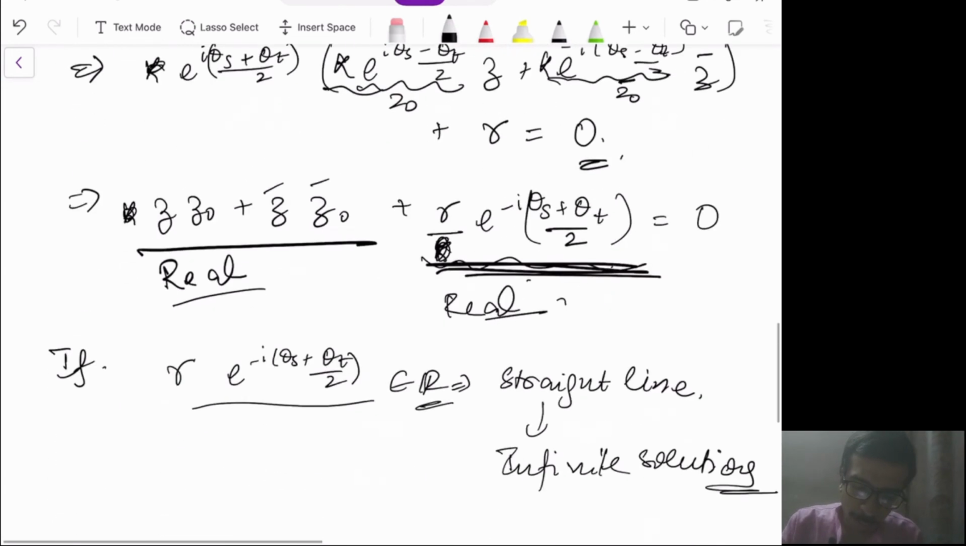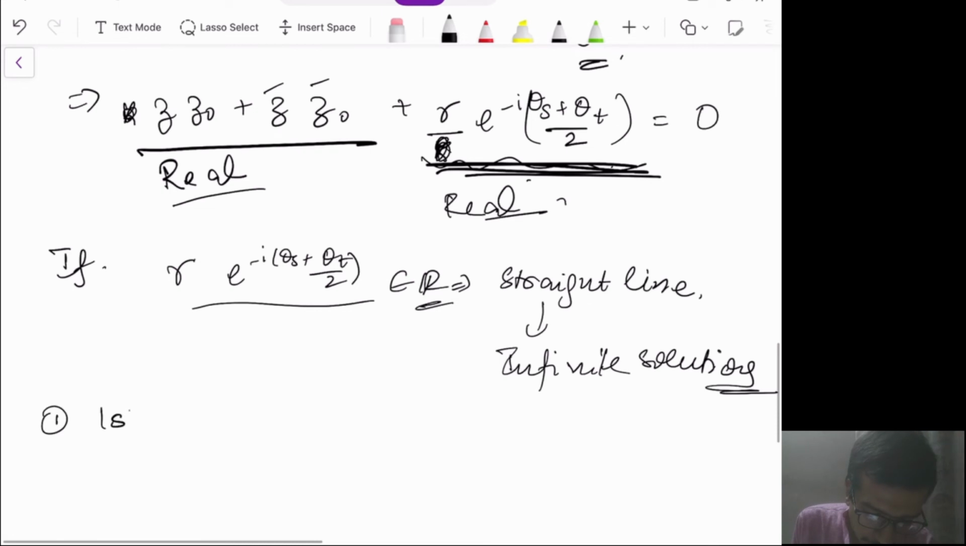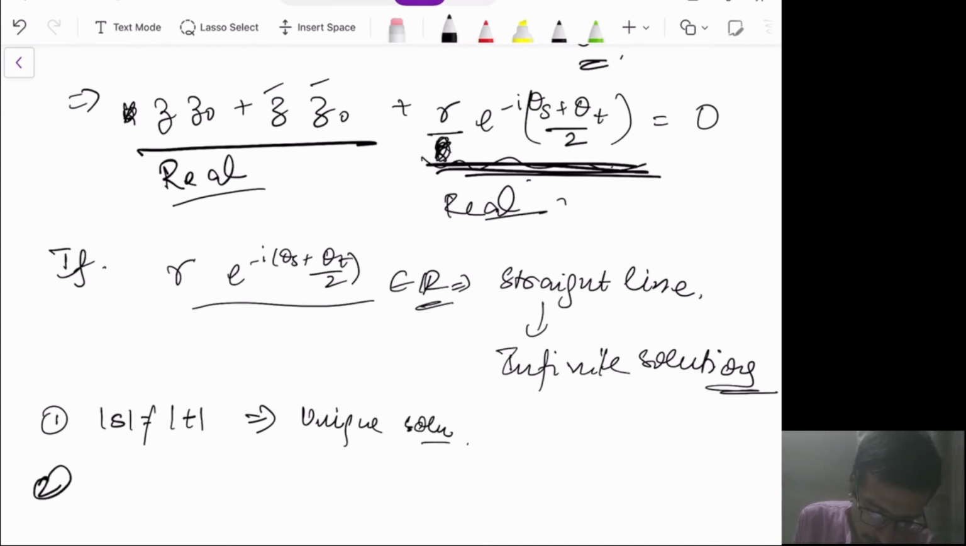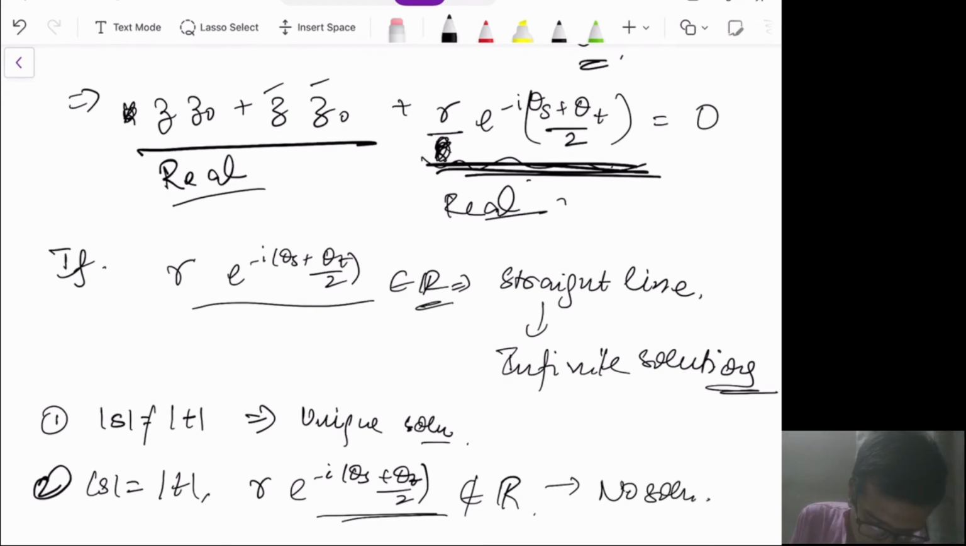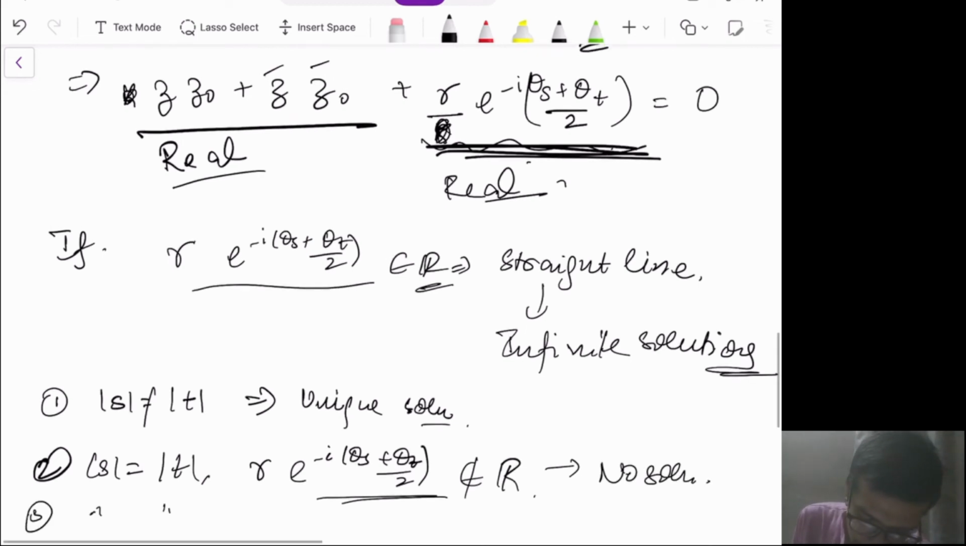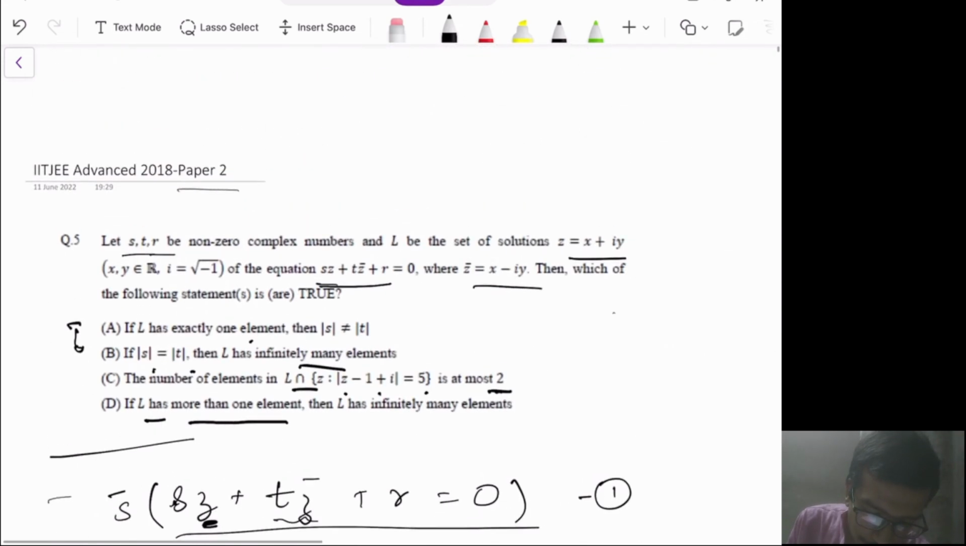So essentially now we have obtained three cases. Suppose |s| is not equal to |t|, then we have a unique solution. If |s| equals |t| and r times e to the power minus iota (theta s plus theta t)/2 is not real, then there is no solution. And if |s| equals |t| and this is real, then we have a straight line, which means infinite solutions. So let's look at the options now.